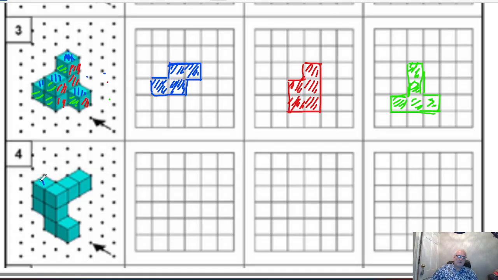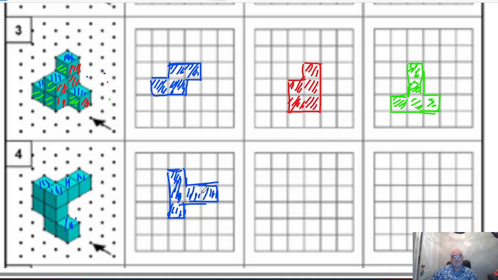And number 4, I can see 1, 2, 3, 4, 5 squares. Now again, I'm going to do that so that this is my top square. So there's my top square, and I've got 3 in a row coming down. 1, 2, 3, and then from the middle square they go to the left. So again, I've got similar to a T shape, but this one is going to be orientated on its side.